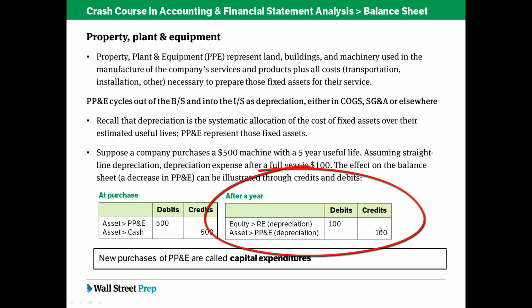And so we see after a year this $100 credit going down, reducing property, plant, and equipment from $500 to $400, and a corresponding reduction to retained earnings. Why retained earnings? Because depreciation expense, as we have already talked about, is recognized on the income statement. And any expense on the income statement reduces retained earnings. By the way, in terms of some nomenclature, when we talk about purchasing fixed assets, we refer to that as capital expenditures or CapEx. So this company actually made some CapEx purchases at the beginning of the year.